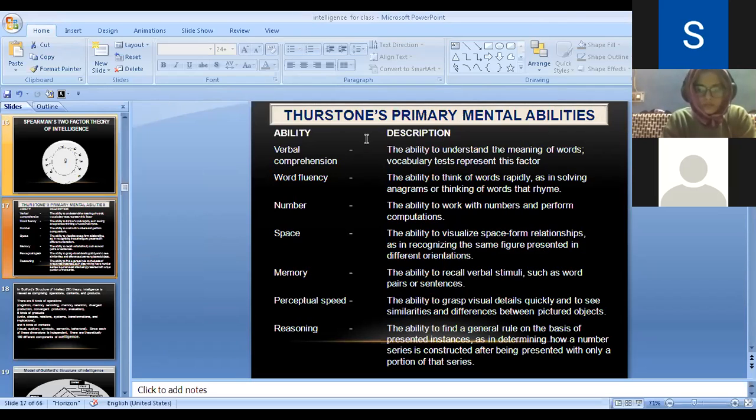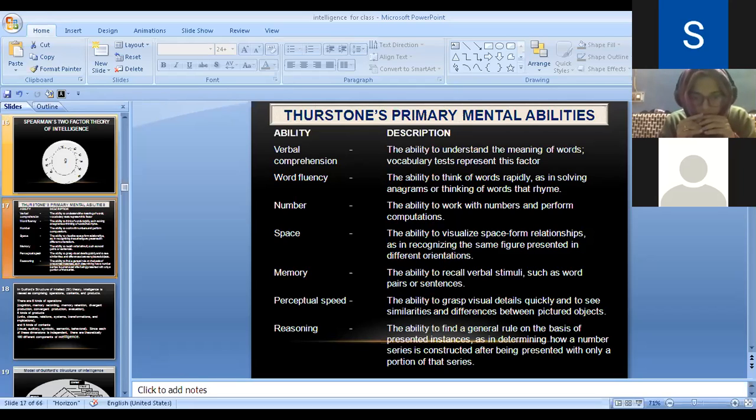Okay, then comes word fluency. Second factor is word fluency, the ability to think of words rapidly, as in solving anagrams or thinking of words that rhyme. If you just ask a person, I give you the word rain, now give me the other words which are similar in that tone, like rain, crane, that kind of thing. The one who gives more words is much more fluent with the words.